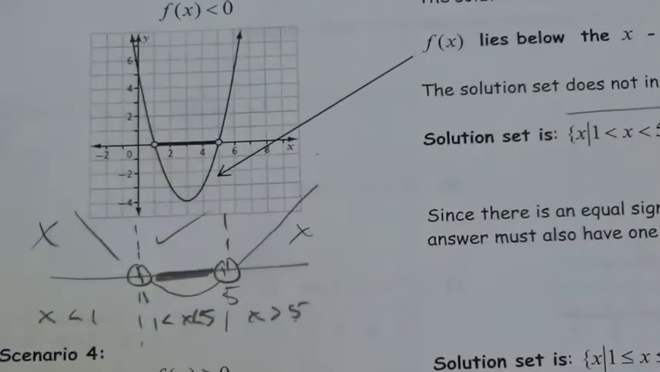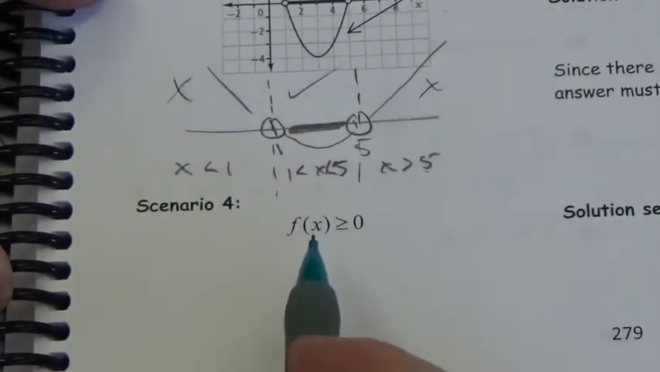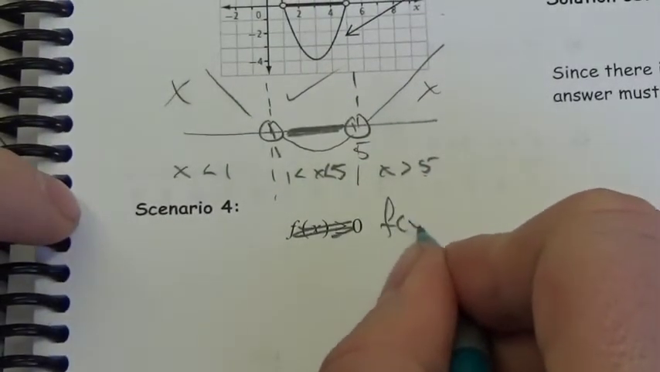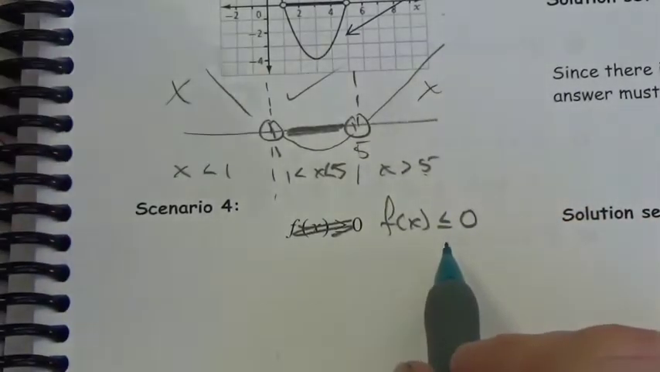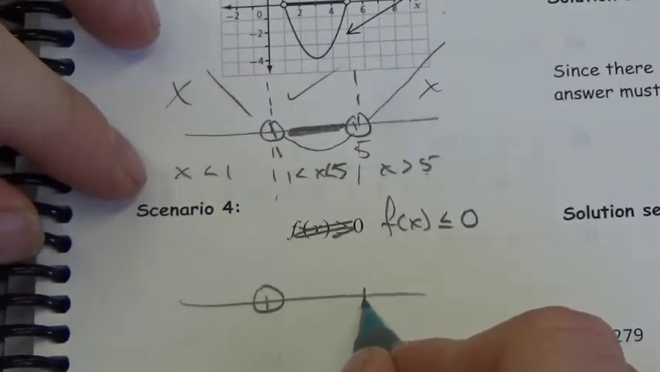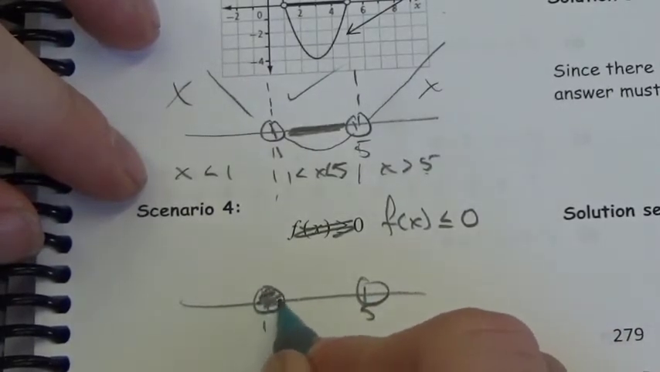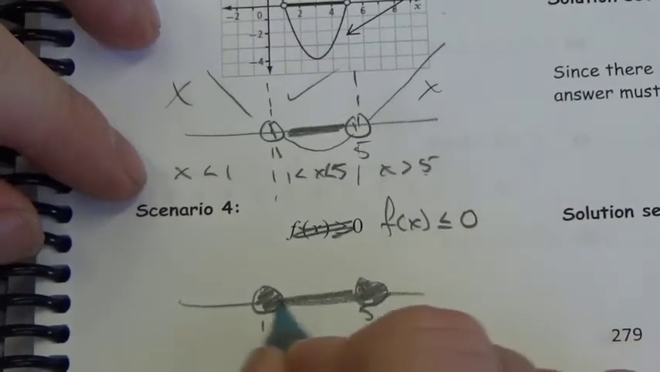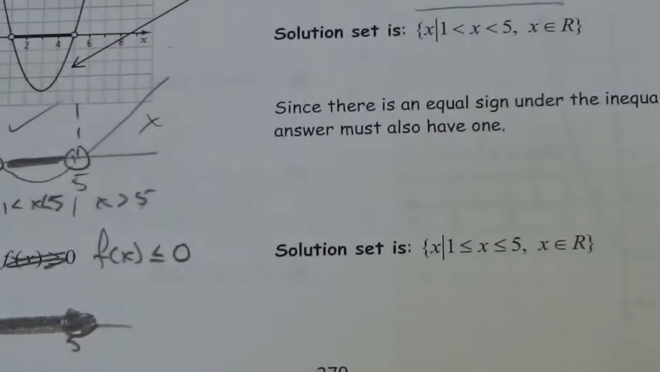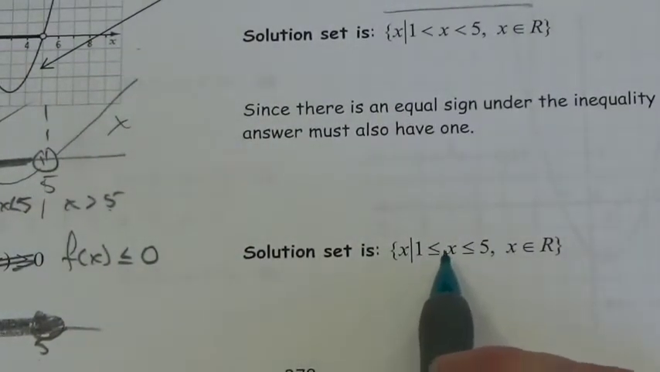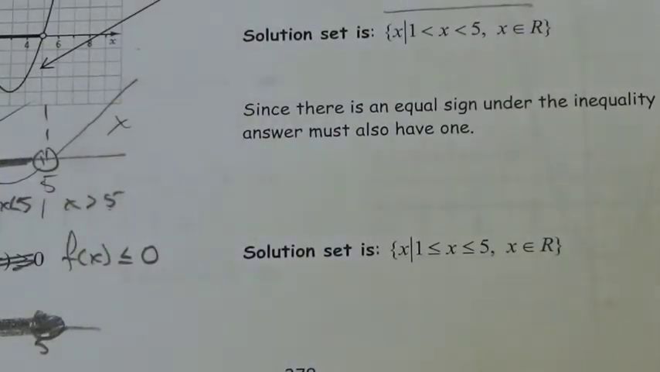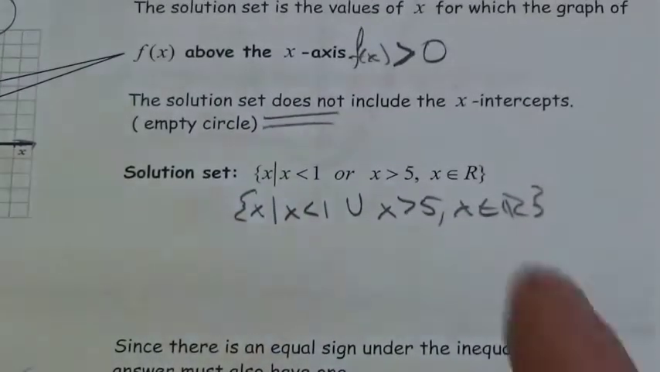If you attach this last little stipulation here that we are looking for, and this should have been f of x less than or equal to 0, so we're still looking for below 0, then what we would do here on that number line is fill in those two open circles we had at 1 and 5. And again, we recognize that that parabola is below the x-axis in between those two. And so our solution set in this case would be 1 is less than or equal to x less than or equal to 5.